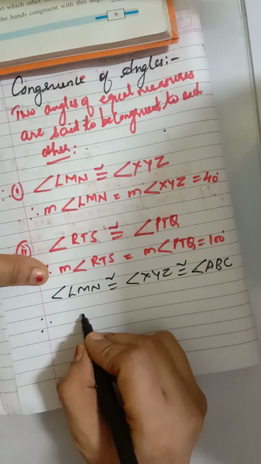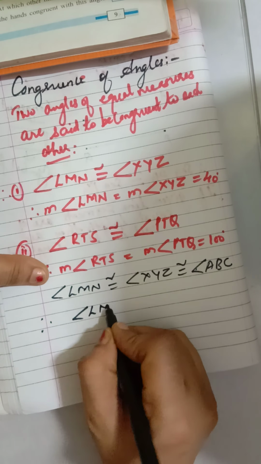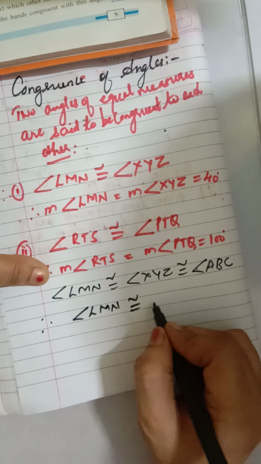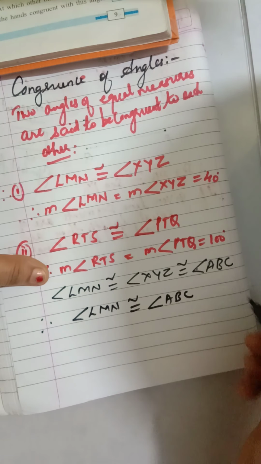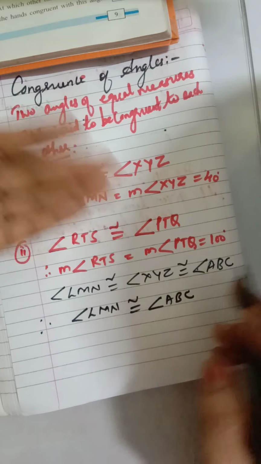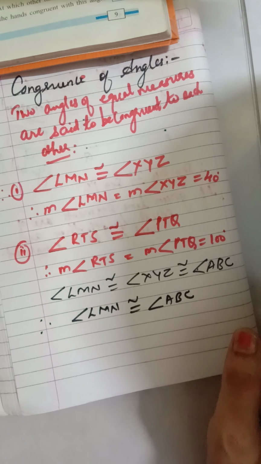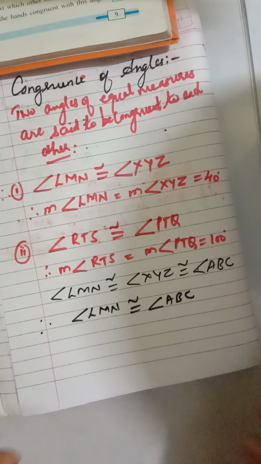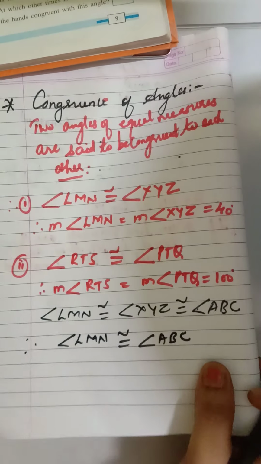Then we can write angle LMN will be congruent to angle ABC, because all are of equal measures. So you can write any two pairs as per the required question. Clear? Now let us move to the last topic of this chapter, that is congruence of circles.